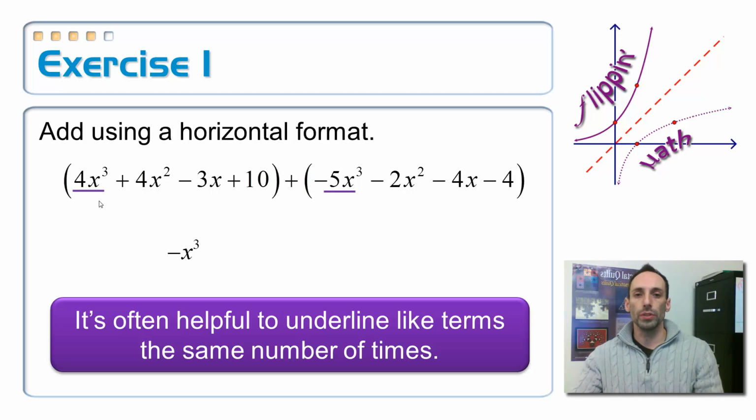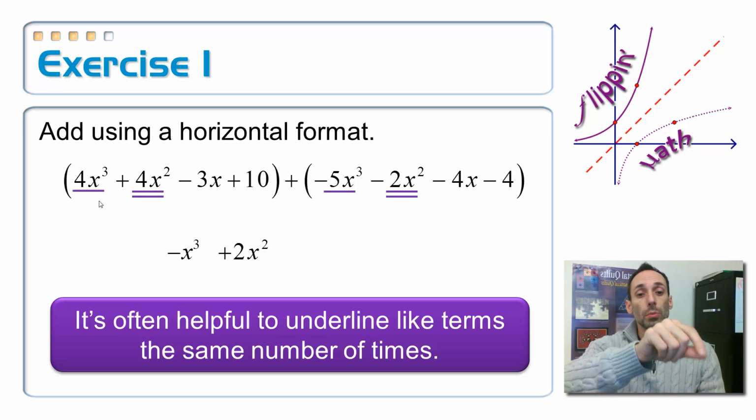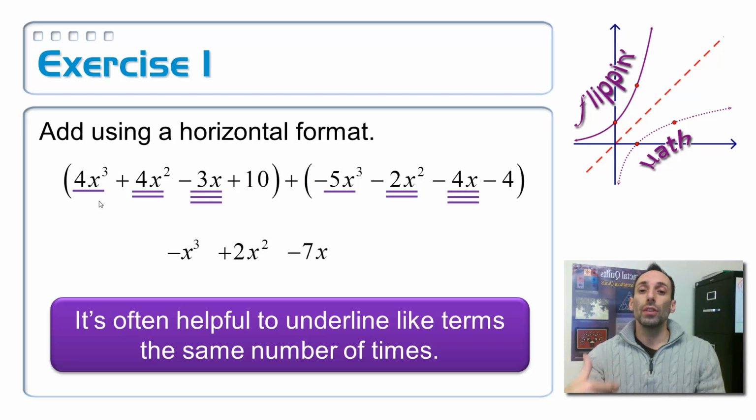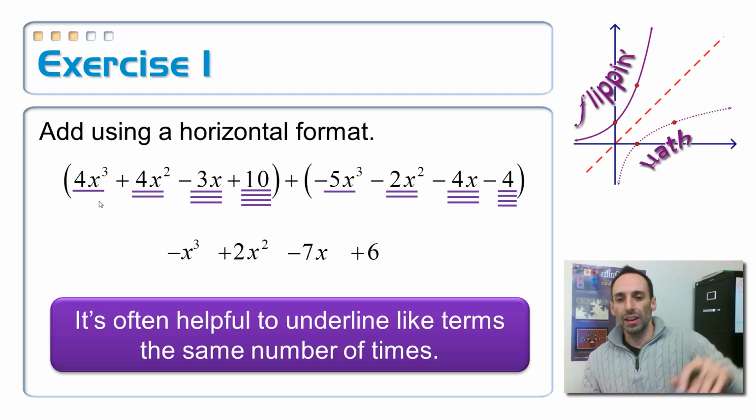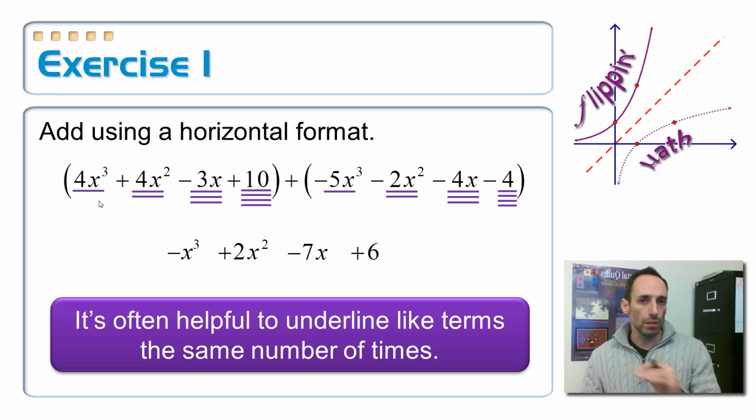Okay, the next ones that I'm going to combine are the 4x squared and the negative 2x squared. So those are like terms. I have 4 of them, I take away 2 of them, I have 2 of them left. The negative 3x is a like term with the negative 4x. Adding those things together, I get a negative 7x. And then finally, the constants, I have a 10 and a negative 4. Positive 6 is the answer. So there it is in simplest form. You can't do anything else with it.